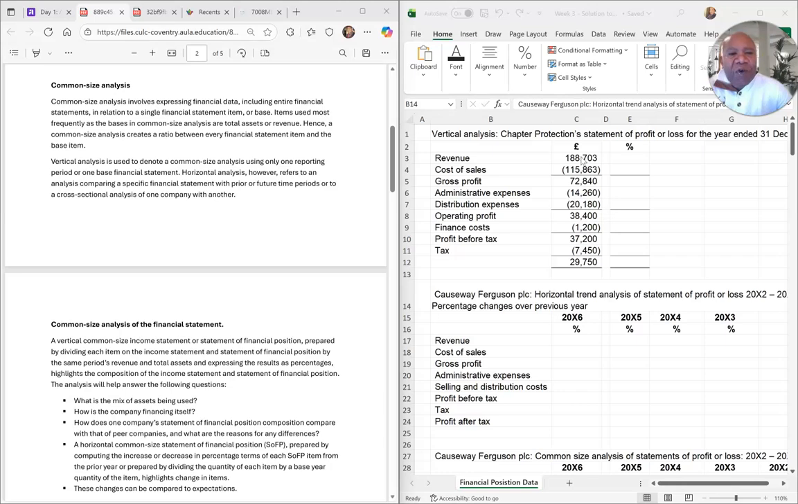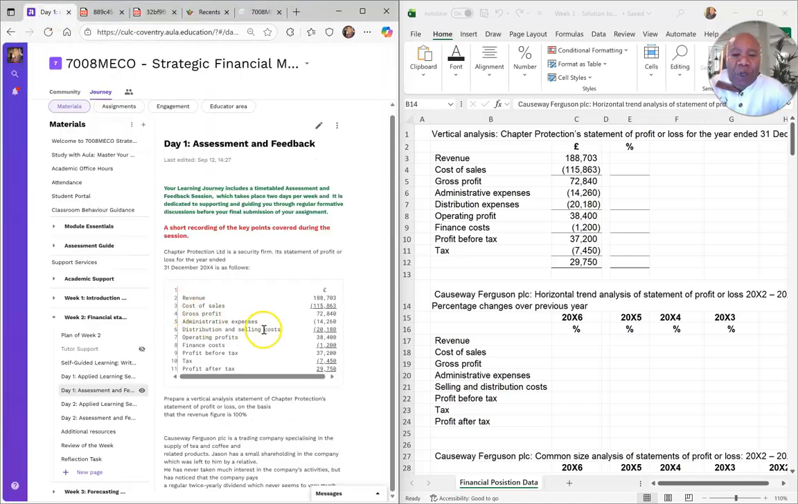The second type of common size analysis is horizontal analysis. So this refers to an analysis that compares a specific financial statement with either the prior or future periods, or even to cross-sectional analysis. A cross-sectional analysis is where you compare one company with another. So this particular assessment and feedback session will be looking at both vertical analysis and horizontal analysis. So let us look at the question that we'll be working with.